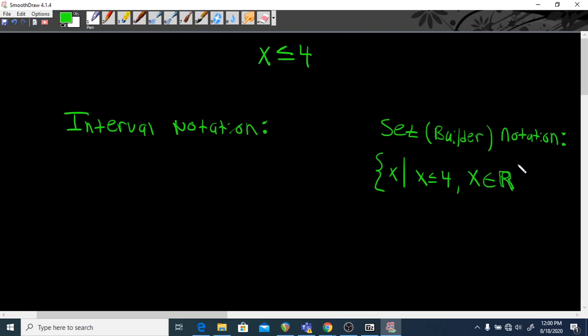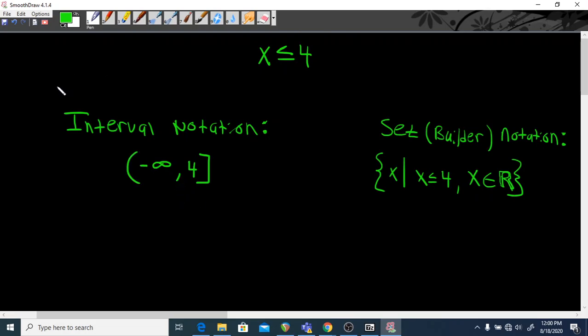So the fancy R just means real numbers. And of course, the real numbers is any number that you can possibly think of that is not imaginary or complex. Over here in interval notation, we can write the same statement this way. So if X is less than or equal to 4, then that means that the highest value that X can be is 4. And then it can be any number less than 4. So we write it this way in interval notation: negative infinity to 4.